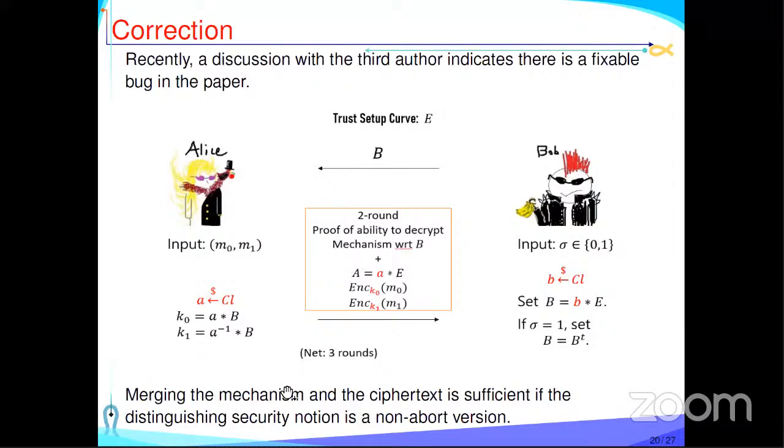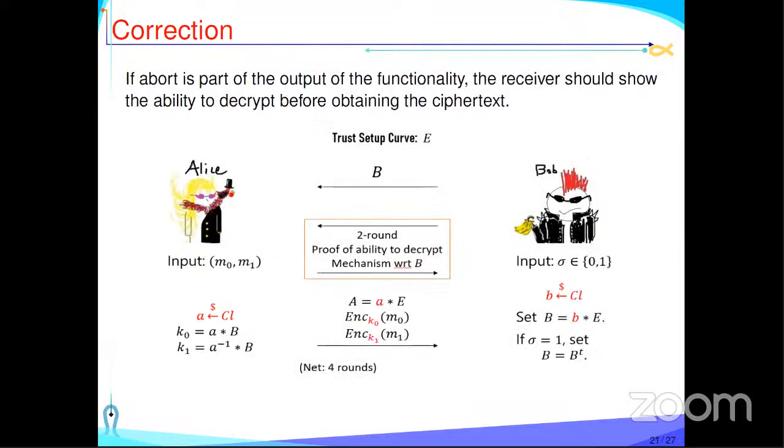And then we merge this mechanism together with the ciphertext and send to Bob, which should be sufficiently secure if the distinguishing notion is the non-abort version, which means that the transcript won't take the abort transcript into account. But in a more general definition, like UC security, abort is part of the output of the functionality. So we require the receiver to show ability to decrypt before obtaining the ciphertext. That is, we separate the mechanism and the ciphertext. So our final product should be a 4-round construction instead of a 3-round construction. Sorry for failing to find out this problem before the submission.